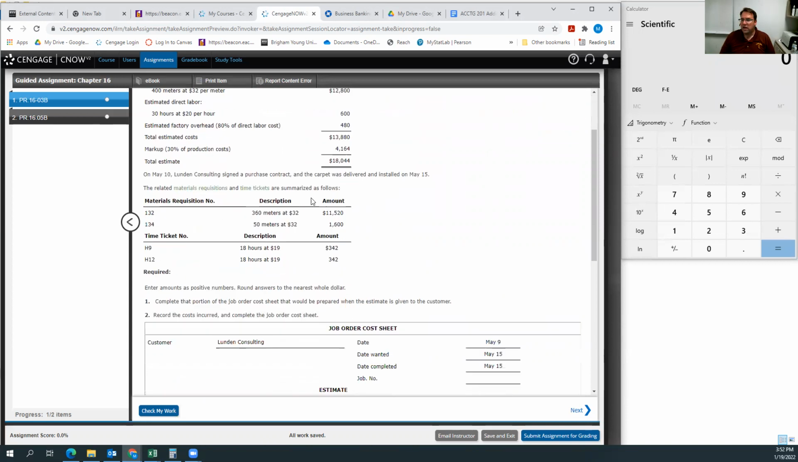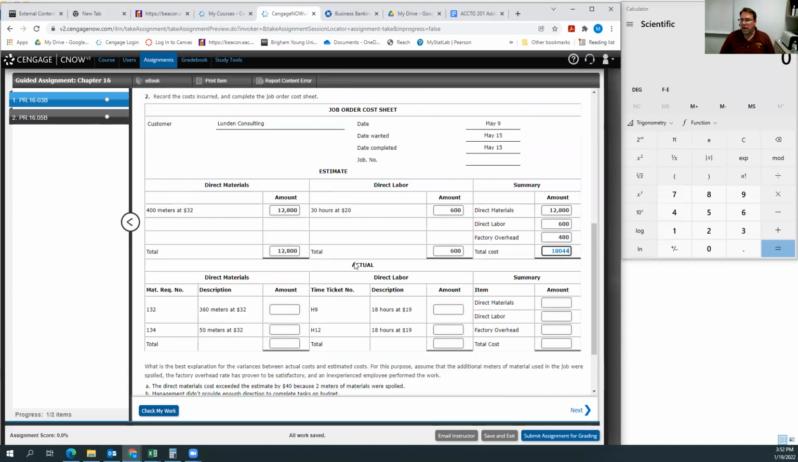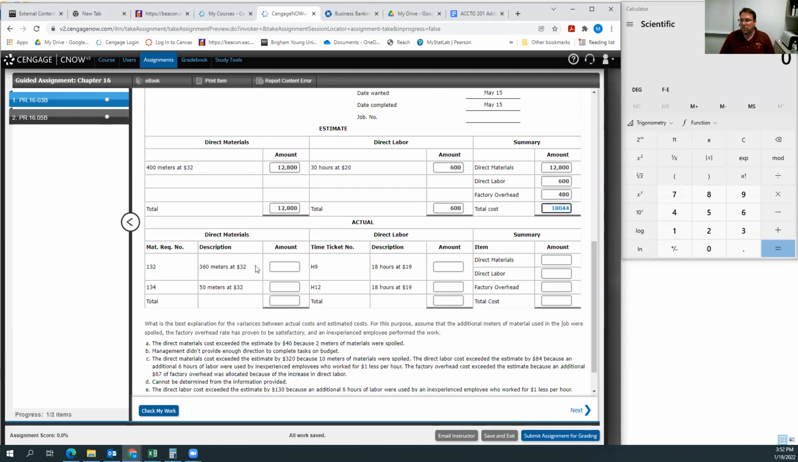That's pretty easy. The next section, now we're going to put the actuals in. So again, it gives us the information. So there were two different draws on direct materials. The first was 360 meters at $32. So I just multiply that out. That comes out to 11,520. Then 50 meters at $32. That's $1,600. And then we just add them together. So our total direct materials was 13,120.